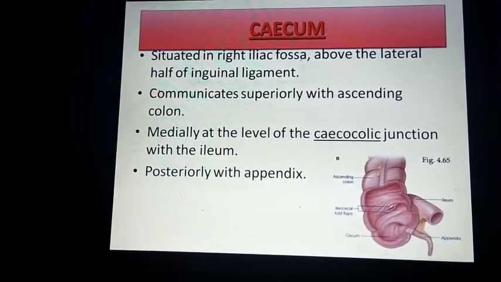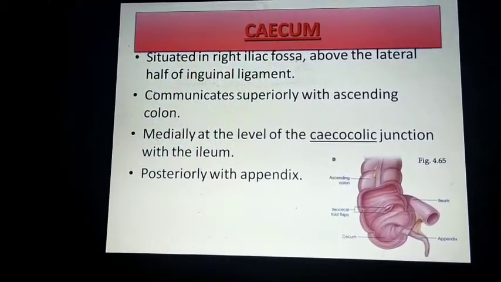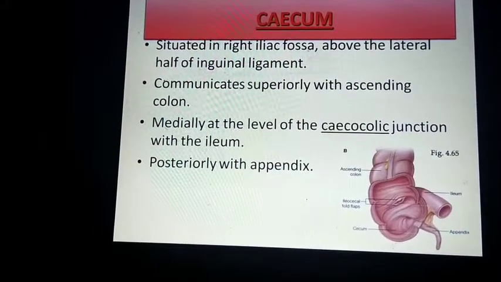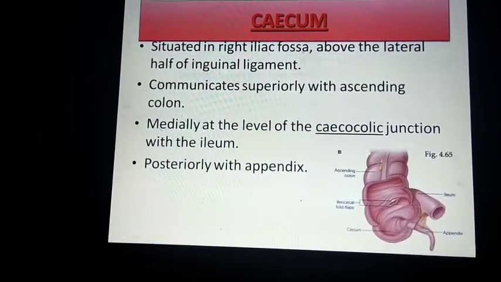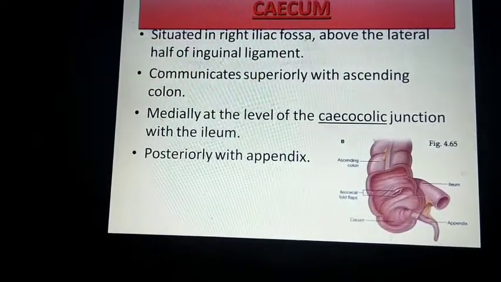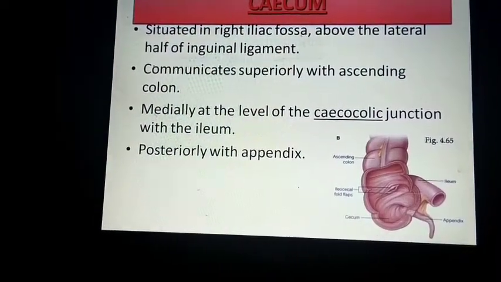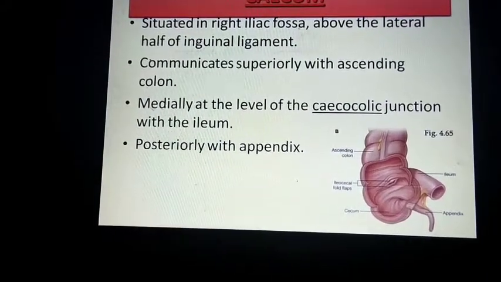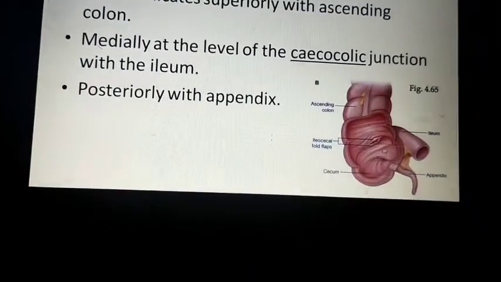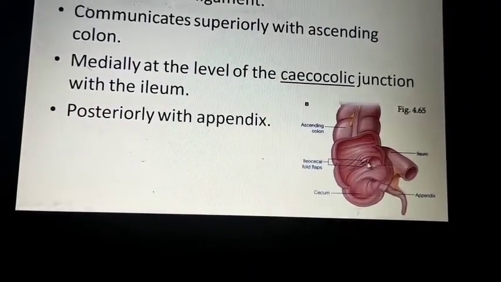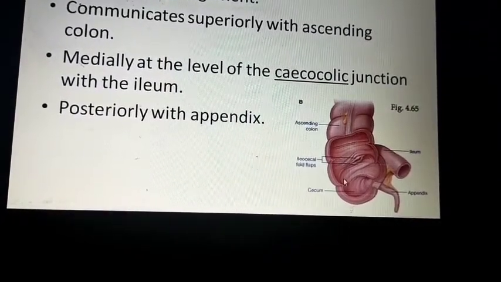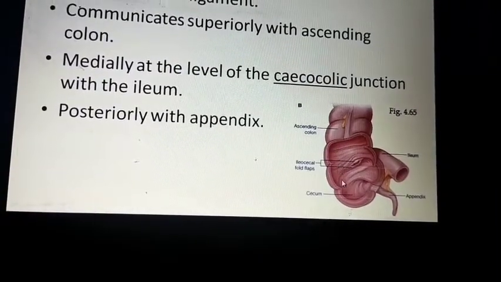It is situated in the right iliac fossa above the lateral half of the inguinal ligament. It communicates superiorly with the ascending colon, medially at the level of the cecocolic junction with the ileum, and posteriorly with the appendix. You can see here, this is the ileocecal junction, and this is the cecocolic junction.